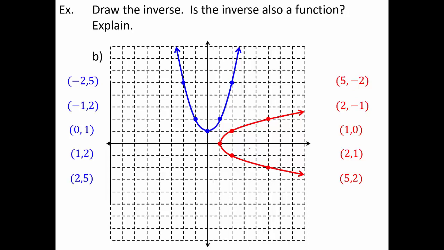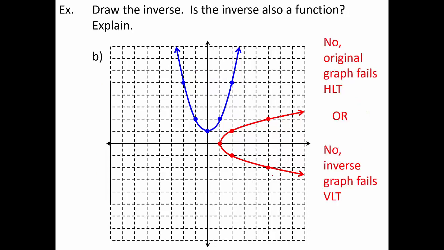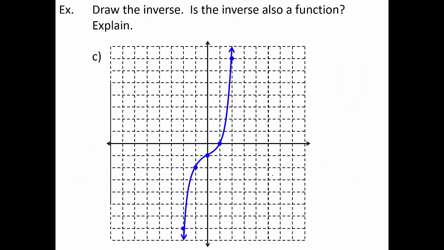Now, is the inverse also a function? No, it's not. I could have answered that two different ways. I could say that the original function failed the horizontal line test, or I could say that the current function, the inverse graph, fails the vertical line test. Either one would be an acceptable way of answering that question. Here's another example. Pause here, play when you're ready.